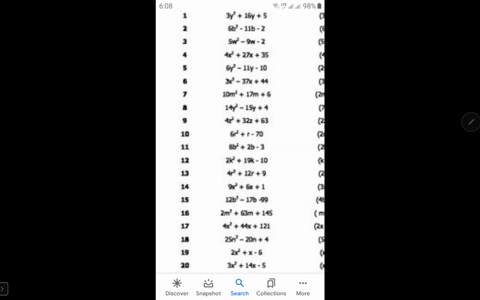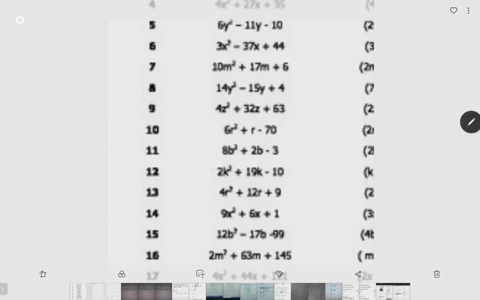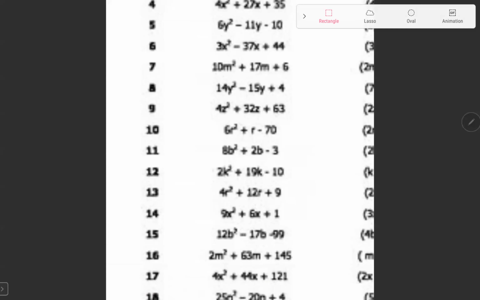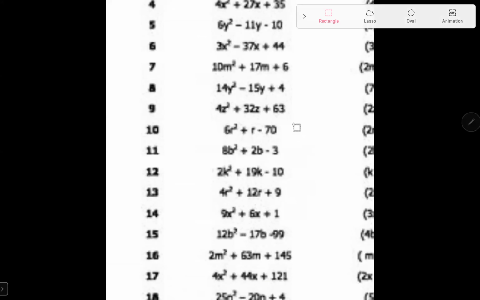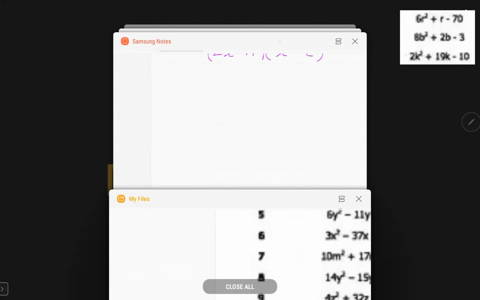All right, let's look at 11. All right, look at these. Challenge ourselves with these three. All right, let's do those.